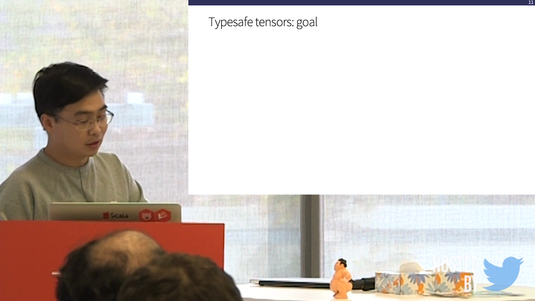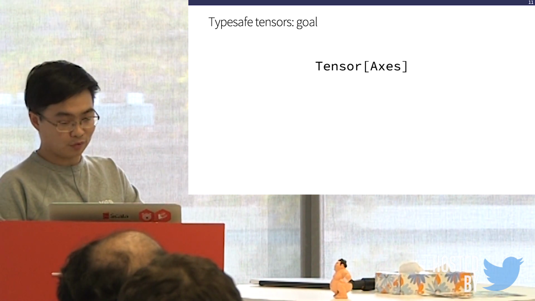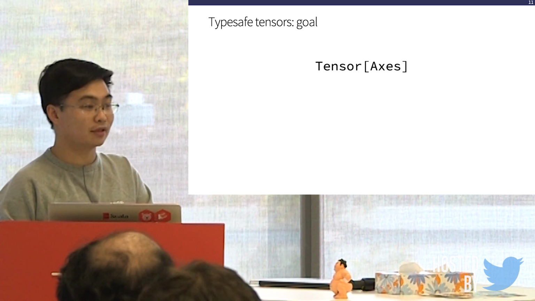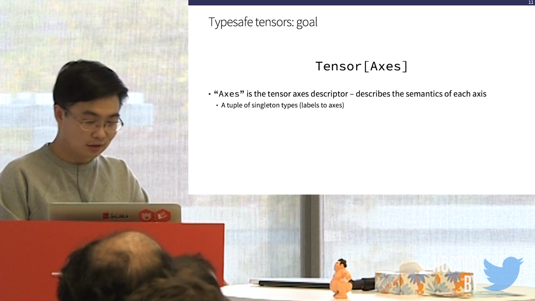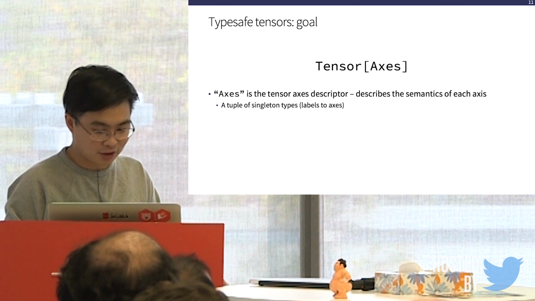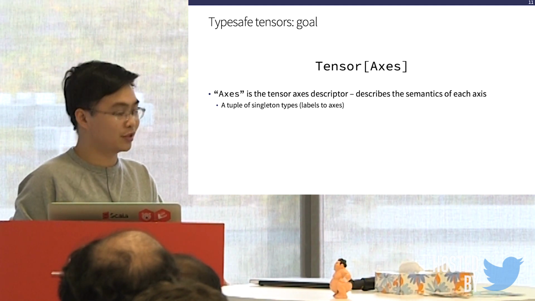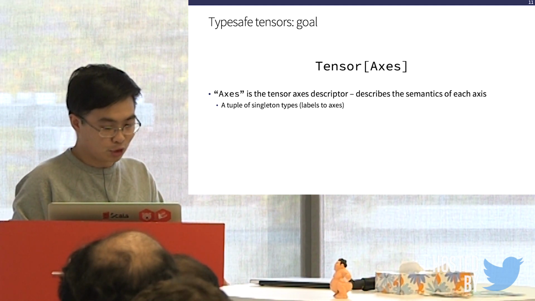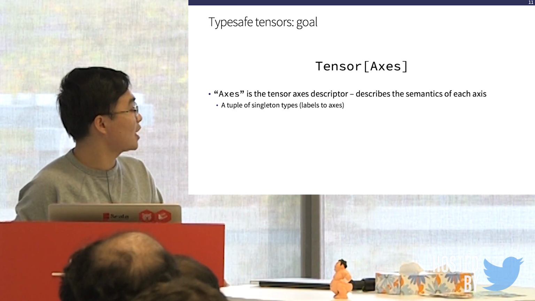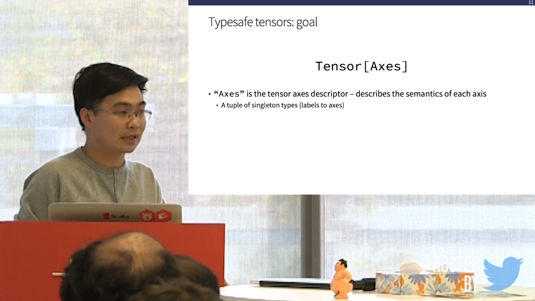So our goal of type-safe tensors is to have a tensor of a type like this in Scala. Axis is an axis descriptor that describes the semantics of each axis. So it is a tuple of singleton types. Each axis is going to have a singleton type as its label.